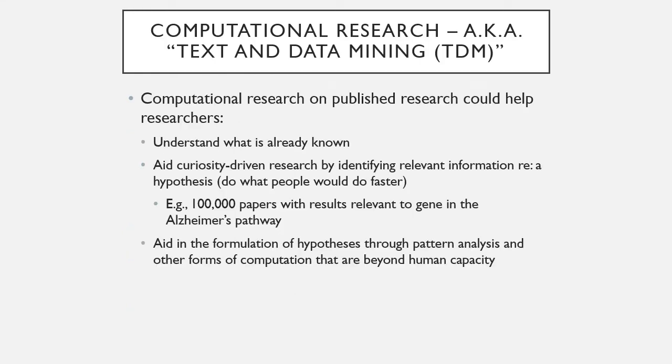So why do we care about computational research? Copyright is supposed to promote the progress of science and useful arts, and text and data mining is part of that progress. You can use computational research on published research to understand what we already know. There's information overload, we can't read it all, to aid curiosity-driven research, to identify patterns and other things that would allow us to figure out what our next research question should be. And then also identify new entire lines of research that might be available.